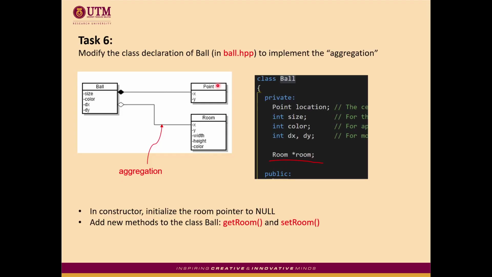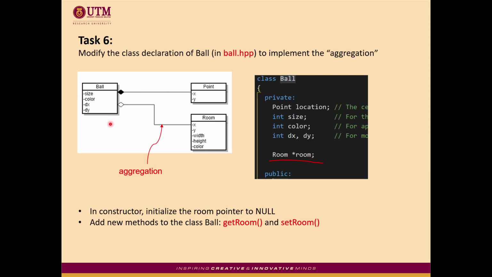Okay, task number 6 is about the implementation of aggregation. We implement the aggregation between ball and room. In this case, we must use aggregation because the room is shared between balls, meaning that 2 or more balls can be in the same room. The ball doesn't own the room, and the room doesn't own the ball. So we use aggregation, and for the implementation, you put the room declaration inside the ball, because the ball needs to know about the room.